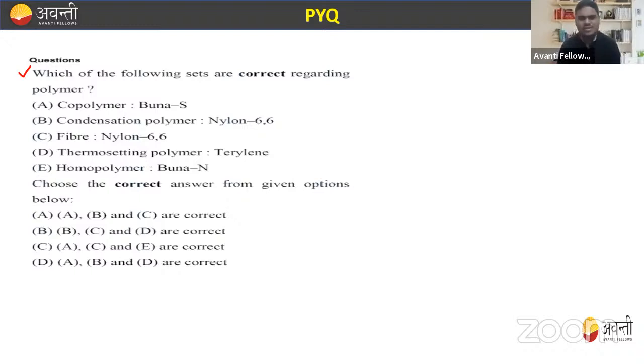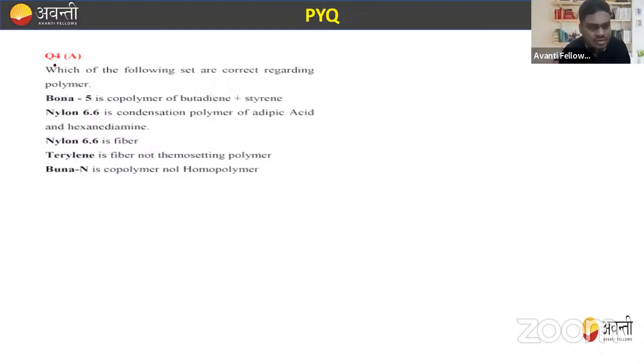Homopolymer is Buna. No, it's not correct. Buna is a copolymer, yes, that is correct. Condensation. So A and B are correct. Now C, D, and E. Out of these three, which one is correct? Yeah, let's see the solution. We know that we have to find which of the following sets are correct, right? So Buna S is a copolymer.